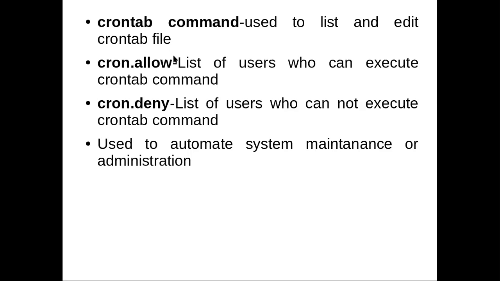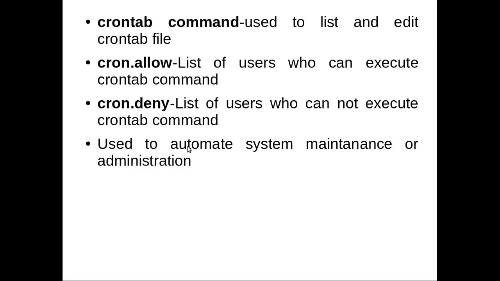Apart from this, we have two special files, cron.allow and cron.deny. Cron.allow lists the usernames of those who can access the crontab command. Cron.deny lists the users who are not supposed to execute the crontab command. And the main purpose of the crontab command is to automate system maintenance or administration.